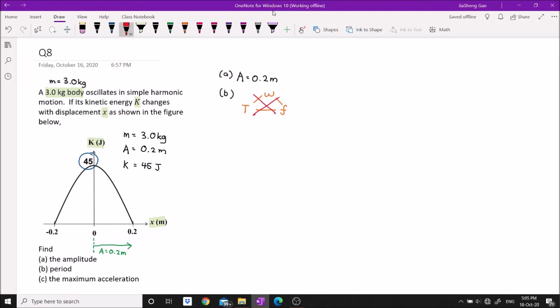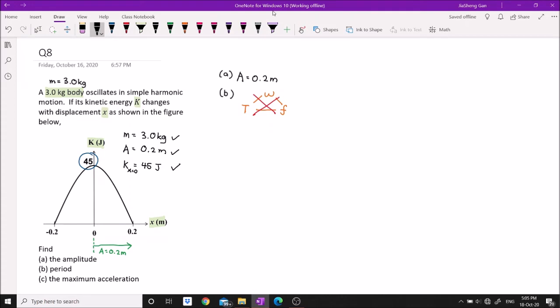So what other information is given? We have already used this information. So how about we try to make use of this information here? Okay, so let's slowly unpack this situation. I should write this as K when x is equal to 0, just to be very specific.